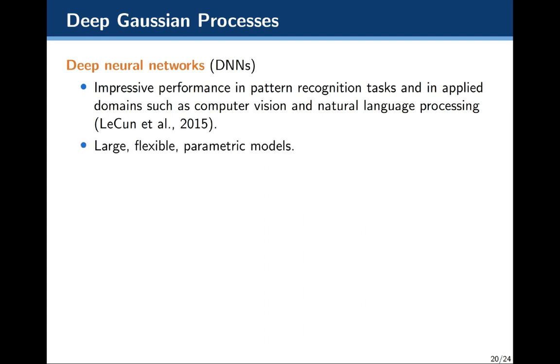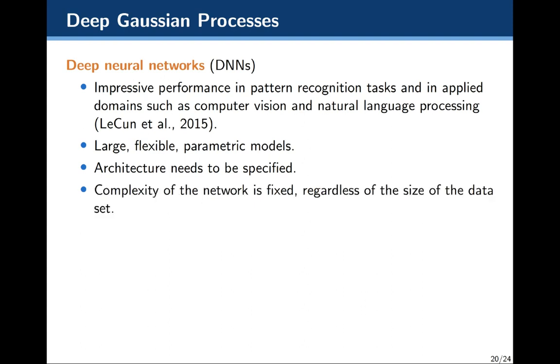So as we've said, they're very large, flexible parametric models. And again, in advance, we need to specify the architecture, i.e. the number of layers we may use, the number of hidden nodes in each layer, the connections, et cetera, et cetera. And once we've done this, as mentioned before, the complexity of the network is fixed.